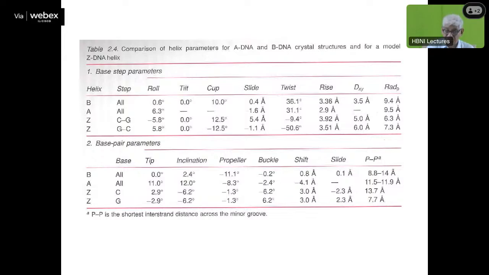Whenever you determine the structure, you have to deposit it in the BMRB or the PDB. You'll have to provide all of these parameters. The base step parameters. Base step means, and then the base pair parameters. Base pairs are within the same base pair. This is the base step parameters from one base pair to another base pair. I described to you all of these parameters earlier, and these are the numbers with regard to that obtained from the X-ray structures, B DNA, A DNA, and B DNA crystal structures, and for a model of a Z DNA helix.